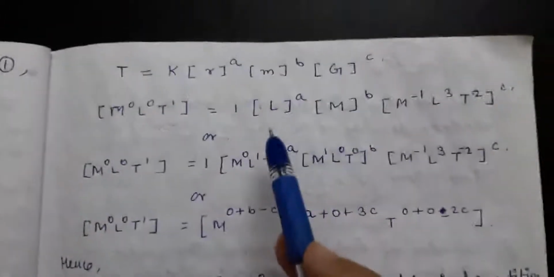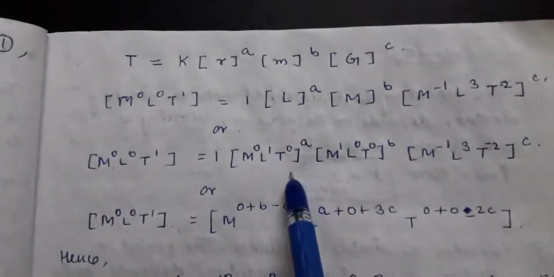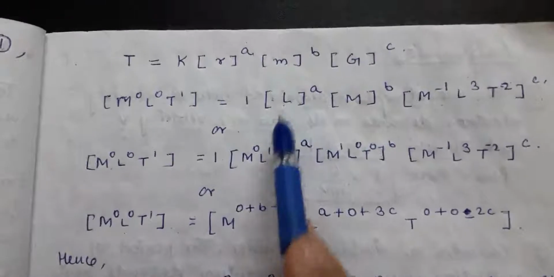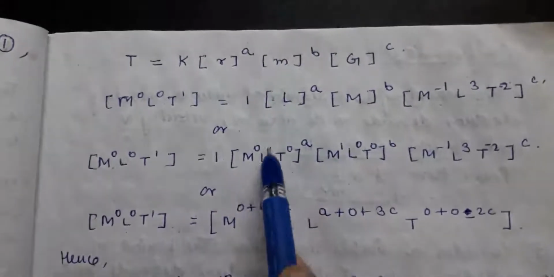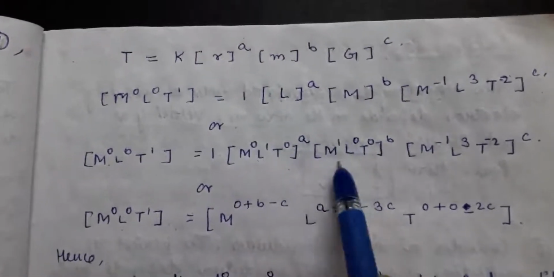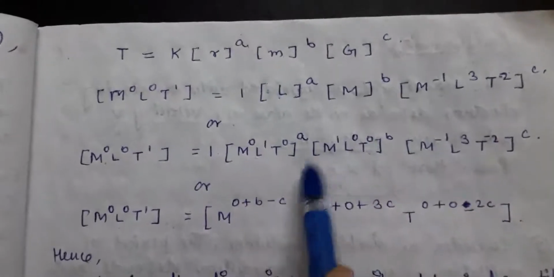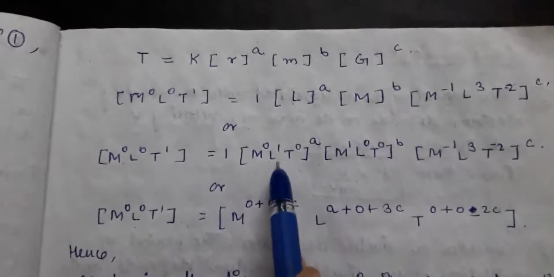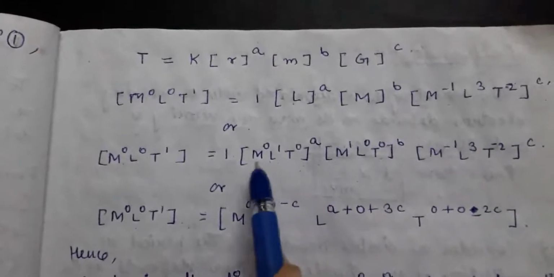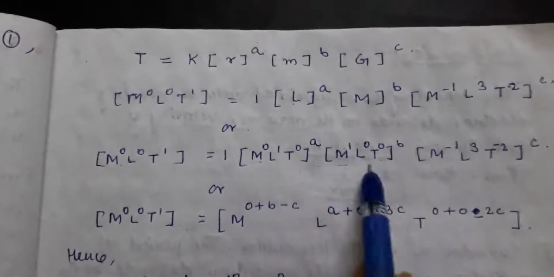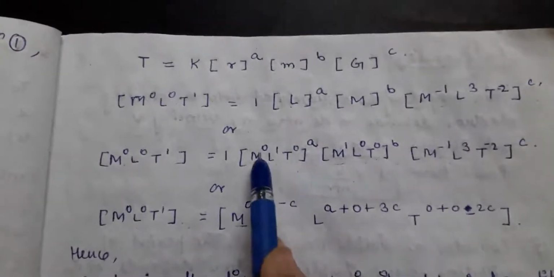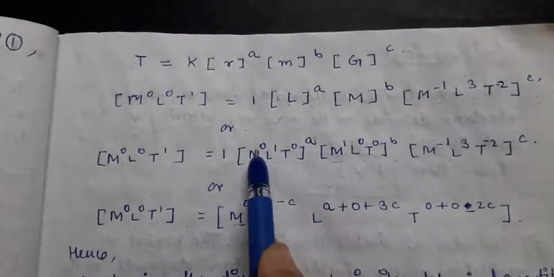Now the next step is what? I have to write the full-fledged equation for your convenience. So I have simplified the equation: instead of writing only L, I have written M0 L1 T0, for your convenience only, so that during the multiplication you will not feel any problem. Now what is the next step after this equation? I have to merge all the M together, all the L together and all the T together. For merging M, bring the powers inside the bracket.